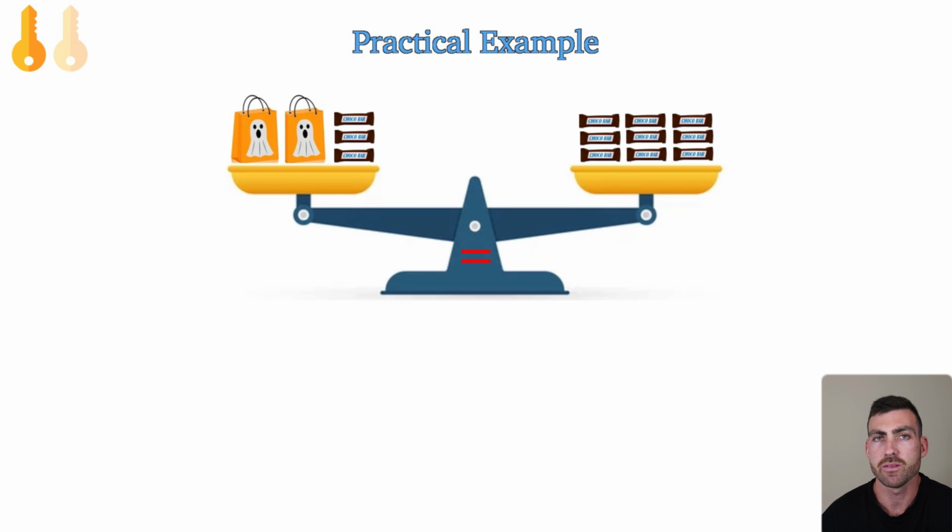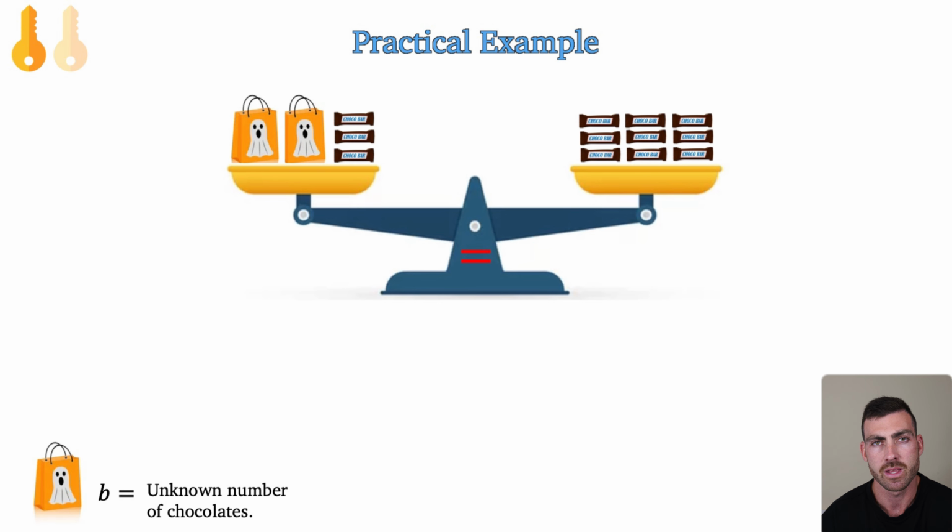Here we have a scale that is perfectly balanced. On the left-hand side we have 2 bags plus 3 chocolates, and together they are the same as 9 chocolates on the right-hand side. We're going to assume each bag holds the same number of chocolates. Let's use the letter B to represent the number of chocolates in one bag.